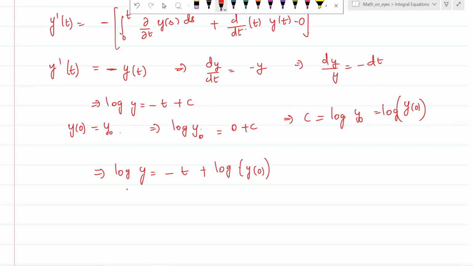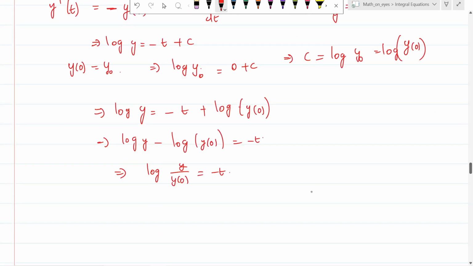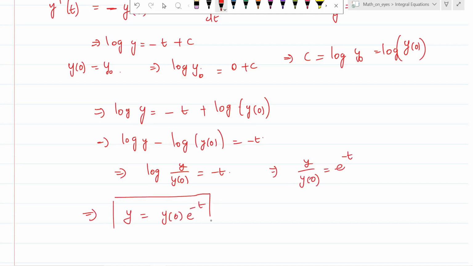Now bring this log term to the left side. We get log y minus log of y of 0 is equal to minus t. So that implies log of y divided by y of 0 is equal to minus t. So we get y divided by y of 0 is equal to e to the power minus t. So at last the function y is equal to y of 0 into e to the power minus t. This is the required function.